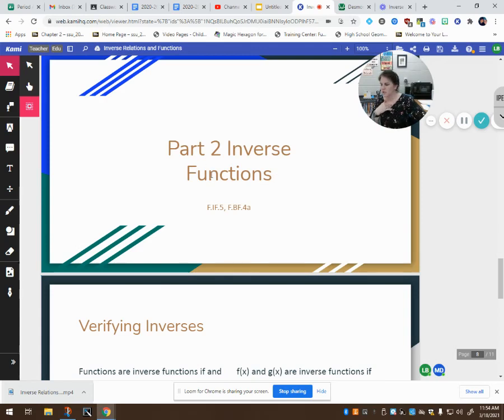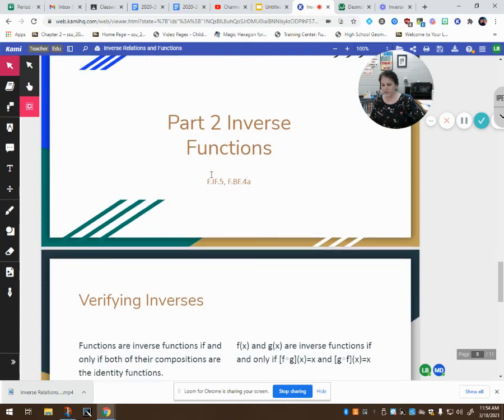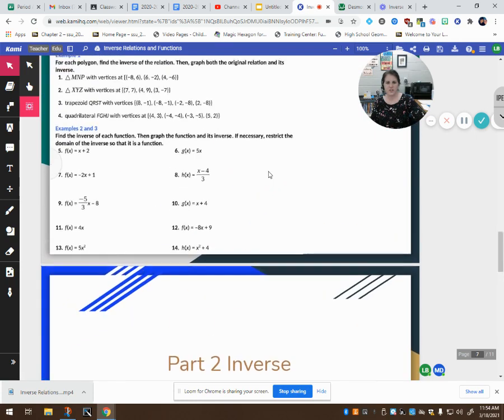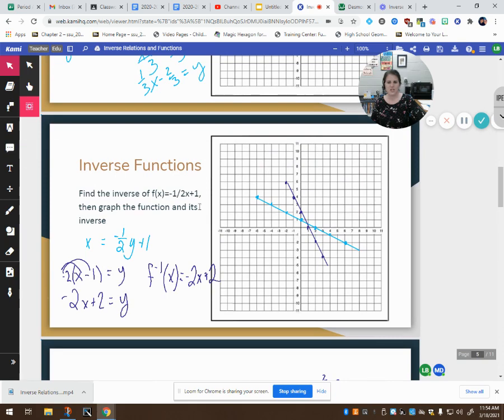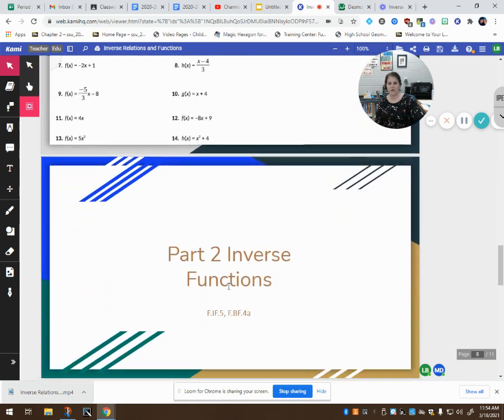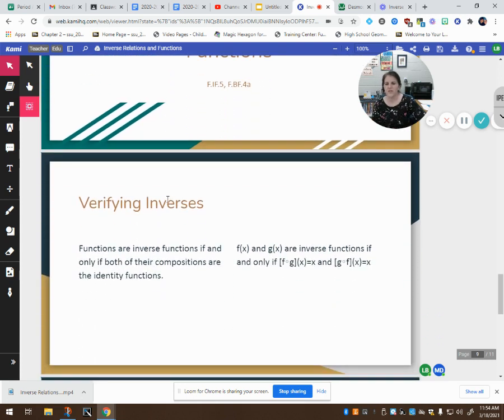All right, I want to look at part 2 of inverse of functions. So we were talking about the inverse of functions up here, where we were exchanging the x and y coordinates. There's another way to think about inverse functions. We can verify whether functions are inverses by looking at their compositions. So this is kind of like tying it all together.